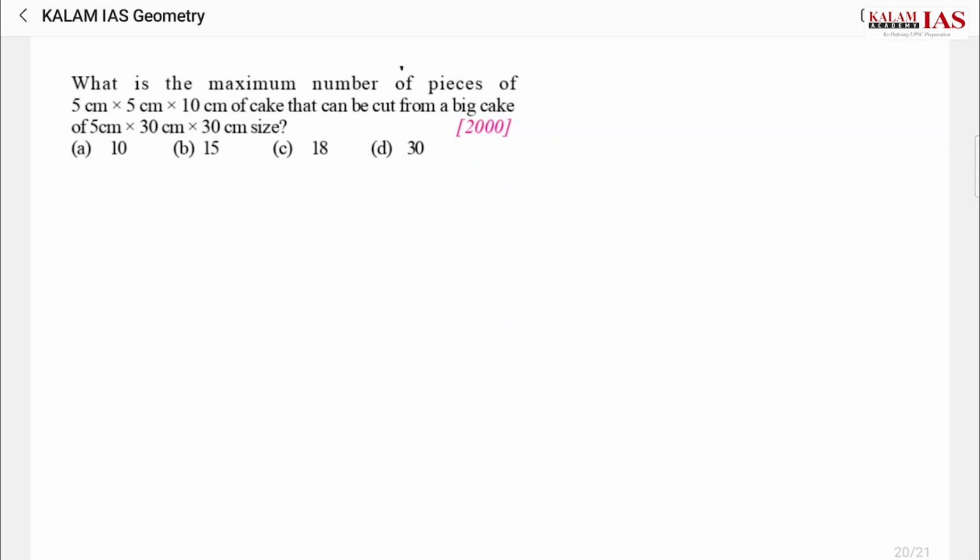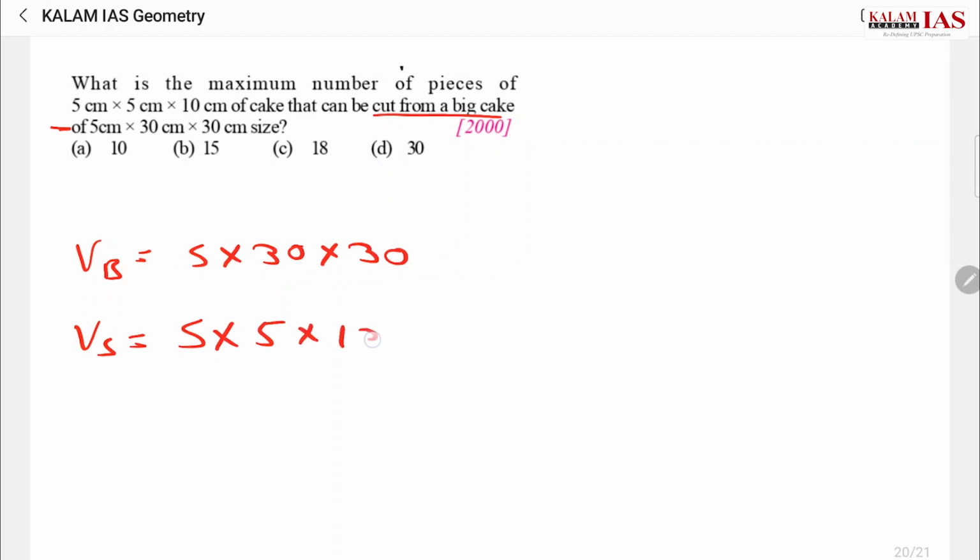In this question, it is asking what is the maximum number of pieces of cake of this size which can be cut from a big cake of size this. So the volume of bigger cake is 5 into 30 into 30, and volume of the smaller cake is 5 into 5 into 10. So basically we have to find how many smaller cakes can be cut from this bigger cake. Basically we have to just simply divide the volumes of bigger and smaller cake to find the number of cakes that we can cut.